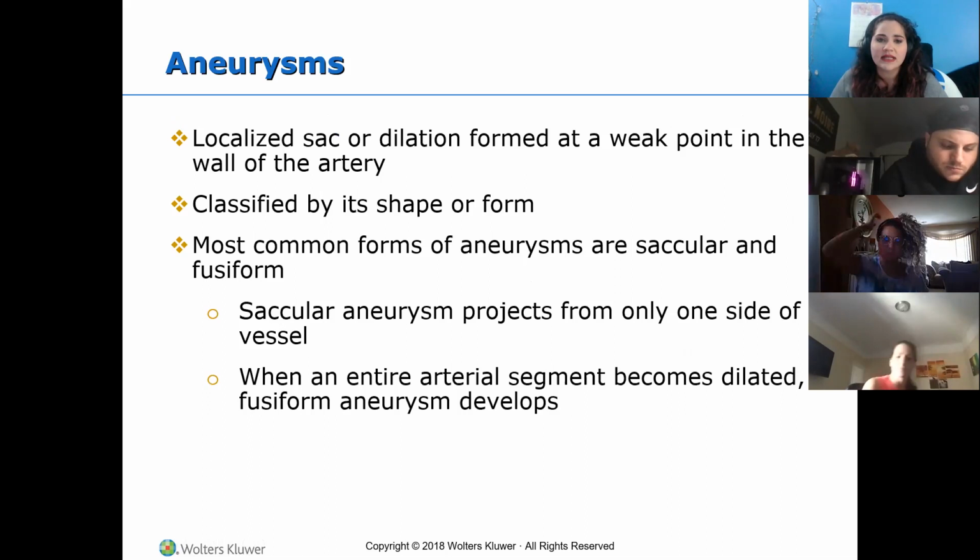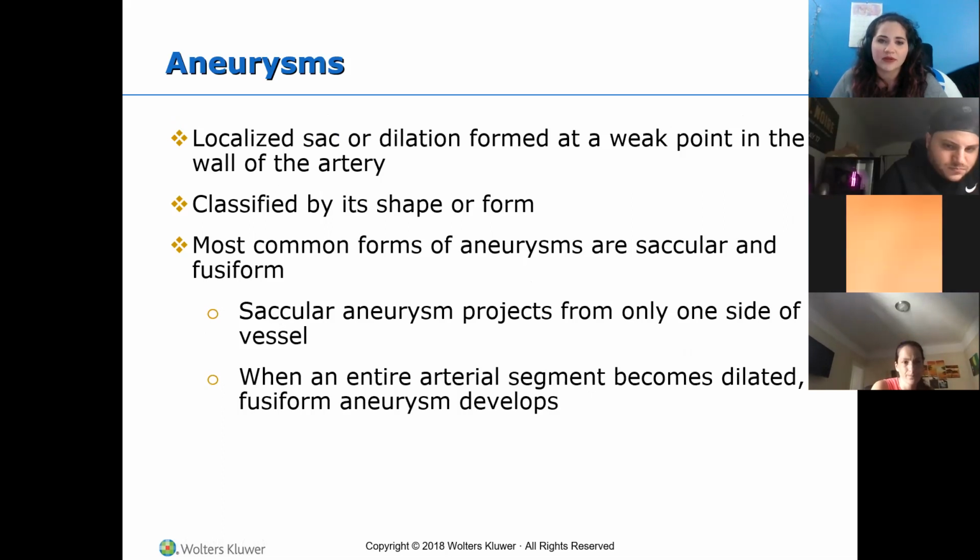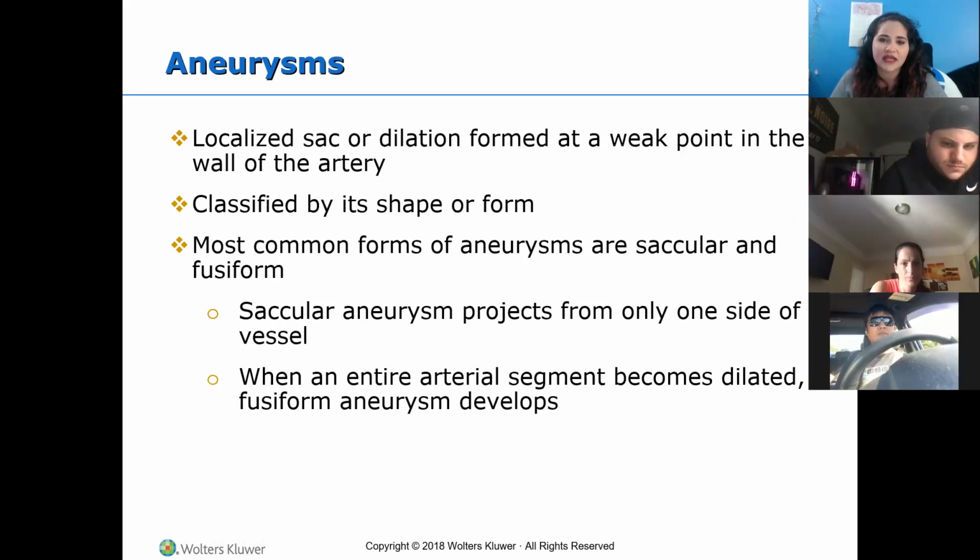Okay. An aneurysm is a localized sac or dilation formed at a weak point in the wall of the artery, classified by its shape or form. The most common forms of aneurysms are saccular and fusiform. Saccular aneurysms project from only one side of the vessel. When entire arterial segments become dilated, a fusiform aneurysm develops. And we're going to see what they look like next.